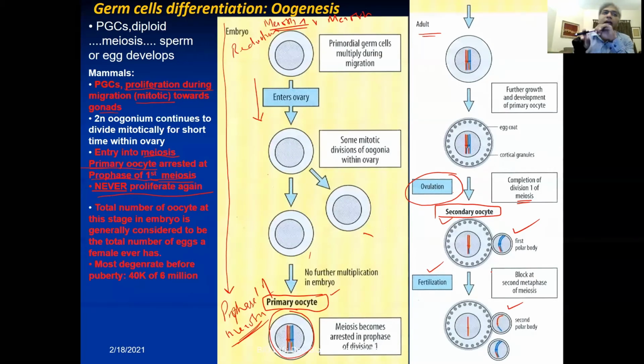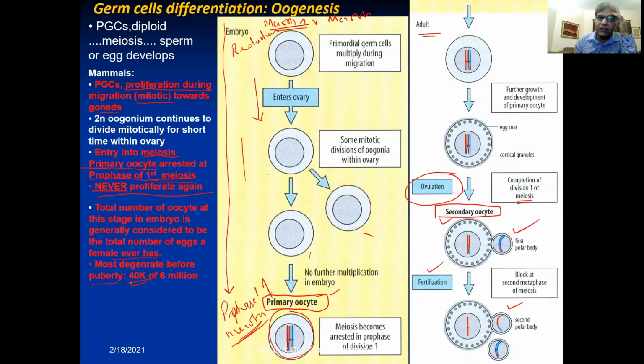So the total number of oocytes at this stage in the embryo, I already told you, is generally considered to be the total number of eggs a female will ever produce. Most degenerate before puberty. So normally the total number of oocytes you have is 40,000 out of an initial number of 6 million.